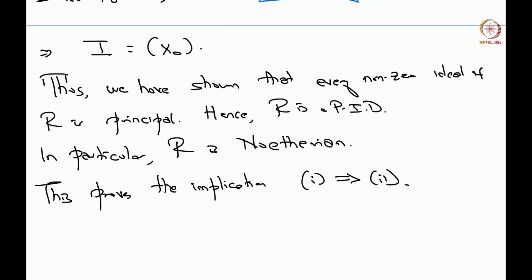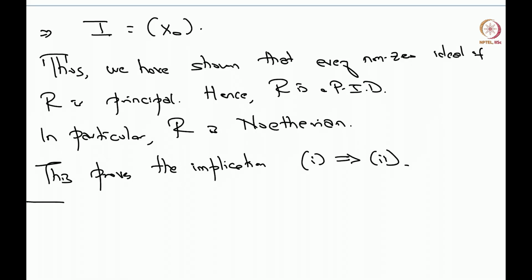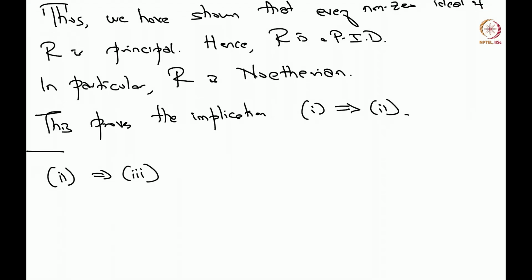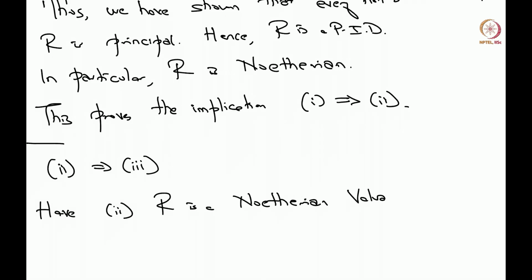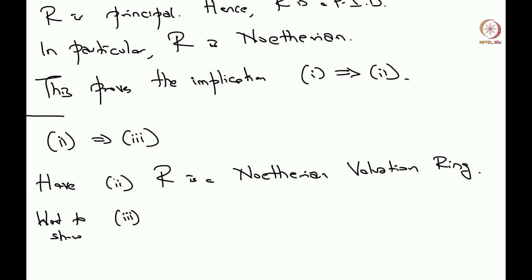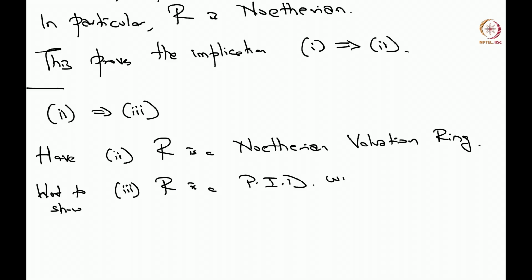Okay. Now for the next implication, let's try to show that 2 implies 3. And again, what's the hypothesis? What do we have? Statement 2 is that R is a Noetherian valuation ring. And what do we want to show? We want to show statement 3, which is that R is a PID with unique maximal ideal.